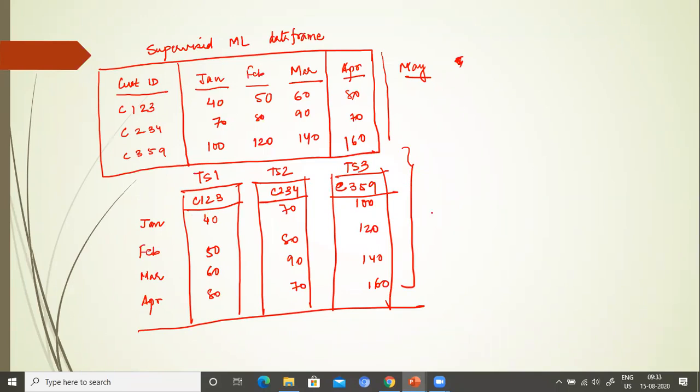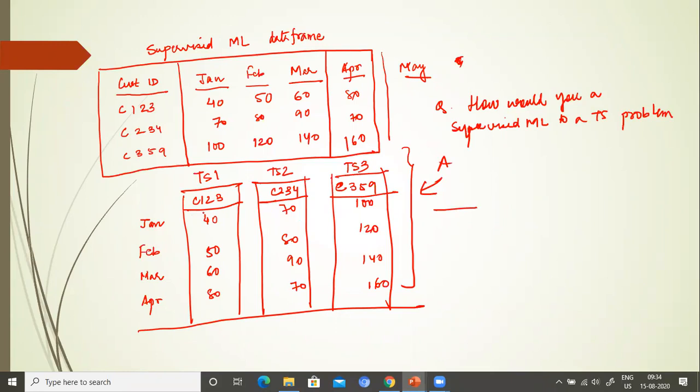So the question is, how would you convert a supervised learning problem, excuse me for my handwriting, to a time series problem? The answer is this. This is how you convert. The question is, is it feasible to actually get this done?